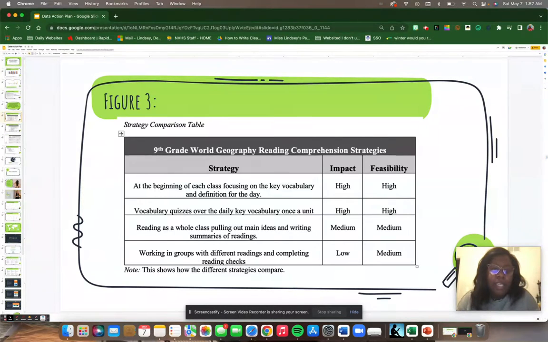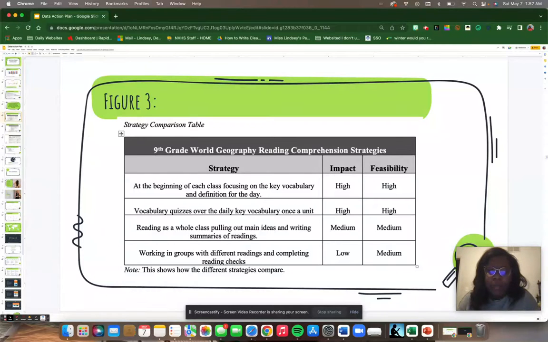Vocabulary quizzes over the daily key vocabulary once a unit, probably mid unit is what I was thinking, would have high impact because students would be responsible for going over this vocabulary, practicing the vocabulary. And feasibility, it would take maybe half a class period one day throughout the unit. So very easy to incorporate that as well.